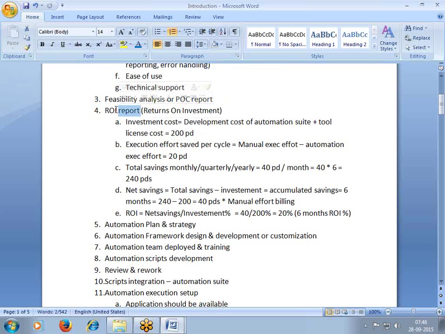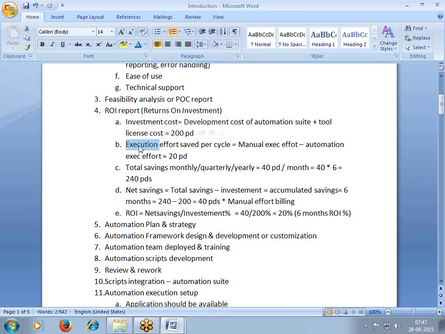So in the ROI report, in the ROI calculation, the first thing is investment. What is the automation investment? Automation investment means development cost plus tool cost. It will give the investment cost. For example, let us assume I have 500 test cases. To automate 500 test cases, it will take 200% of effort. That is called investment. Are you clear?